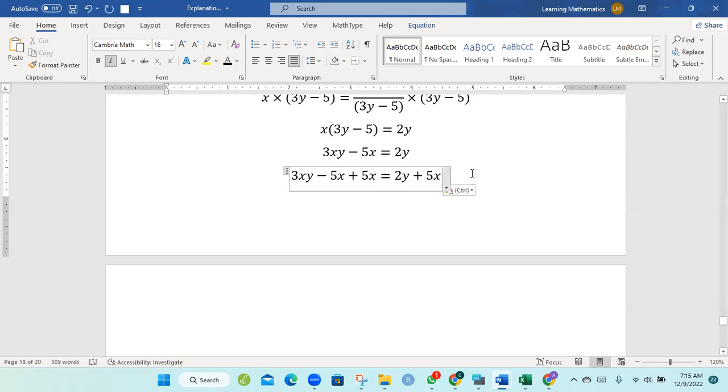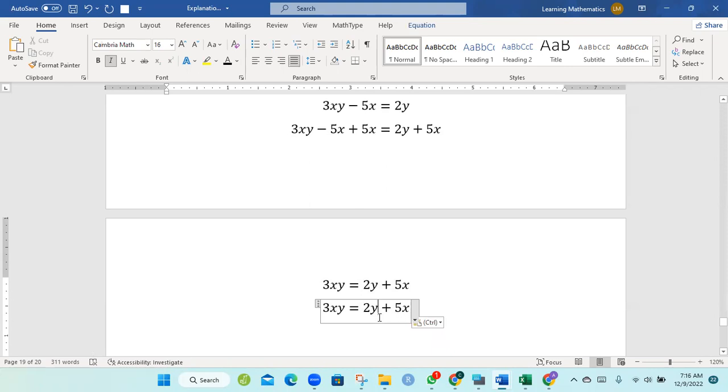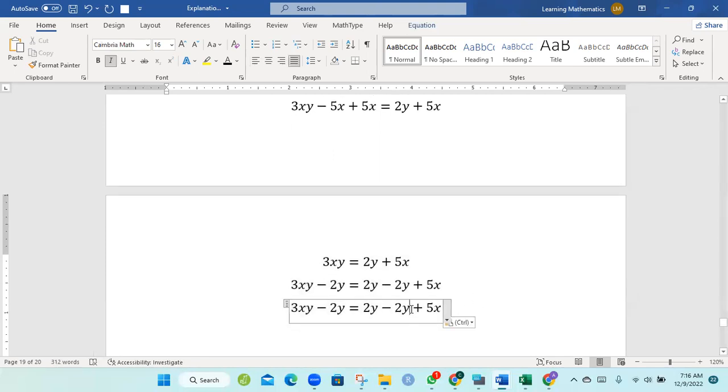So this cancels out 5x from the left. What we are left with is 3xy is equal to 2y plus 5x. Now we're going to cancel out 2y. We're going to try to bring the y's together, cancel out 2y by minusing 2y on the right. If we minus 2y on the right, we have to minus 2y on the left. So the 2y cancels out from the right, and now we have all the y's on the left.